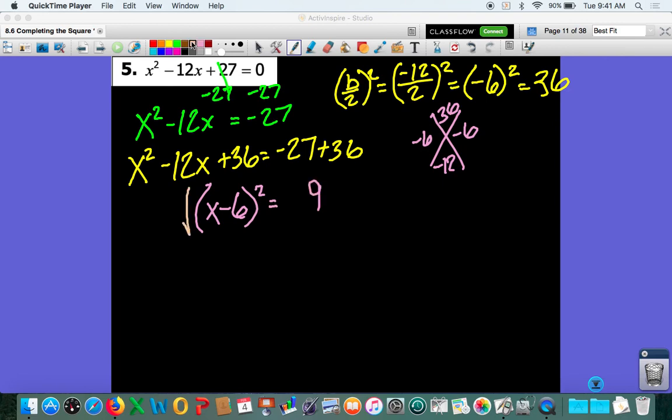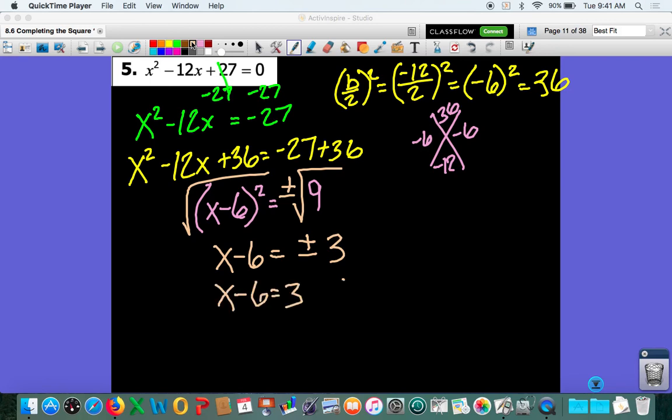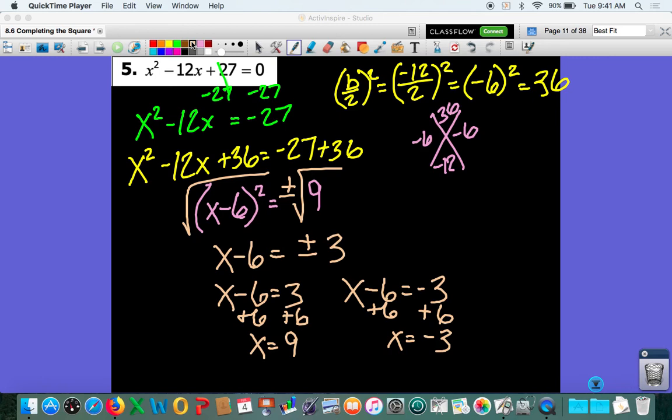Then I'm going to take the square root of both sides. Don't forget, in front of the square root of 9, I need a plus or a minus. That will leave me with x minus 6 equals positive or negative 3. Split them up. X minus 6 equals 3. X minus 6 equals negative 3. Solve. Plus 6 plus 6. X equals 9. Plus 6 plus 6. So x equals negative 3. So my solutions, my x-intercepts, my roots, my zeros, negative 3, 9.